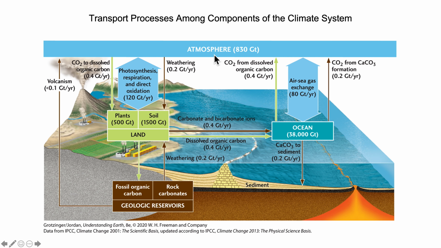The atmosphere contains 830 gigatons of carbon. The ocean, 38,000 gigatons of carbon, so much larger reservoir. The reservoir in carbonate rock and organic matter that's stored as fossil fuels and just simply stored in rock is much, much greater. So we're going to take a cursory look at that for now. It's covered in more detail in Geology 206 Earth System Science.